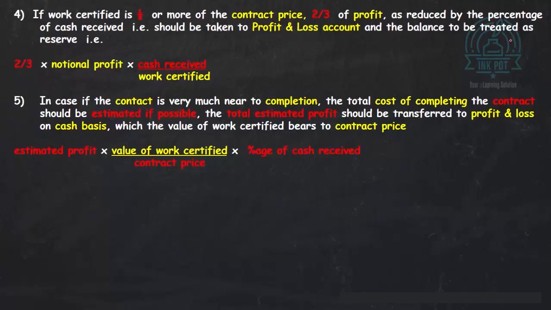And in case the contract is very near to completion, the total cost of completing the contract should be estimated. The contract price we know, and we estimate the total cost and transfer the full profits to the P&L account. We can transfer the full profits to P&L account, right?